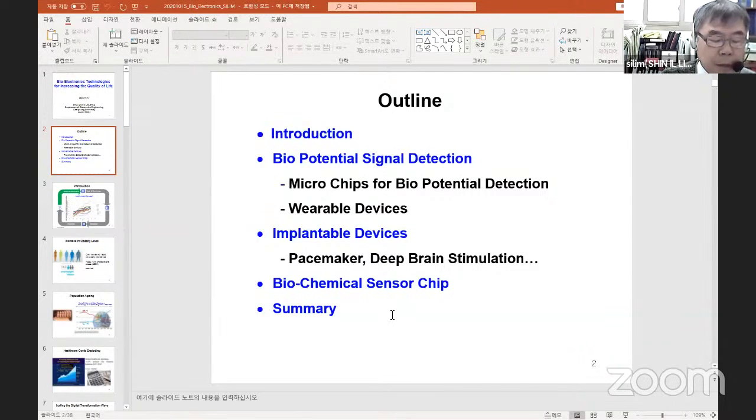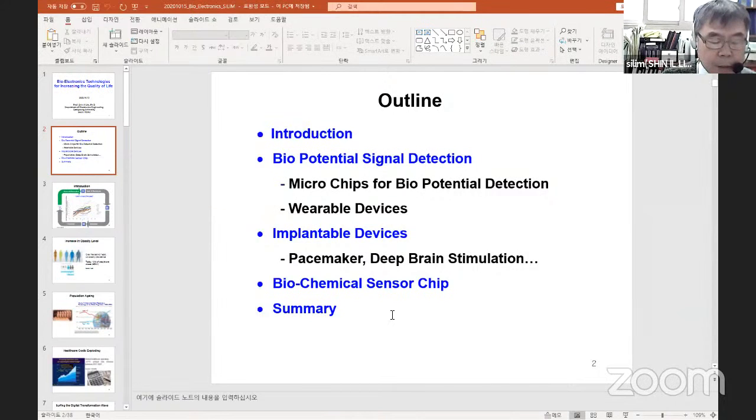And then I'll take a brief look at some state-of-the-art research of implantable devices, such as pacemaker and deep brain stimulation devices. After that, I briefly introduce a biochemical sensor chip capable of performing DNA sequencing. This technique is not matured yet, but enabling genomic personalized medicine in the near future, informed by an individual's DNA. And finally, I'll summarize my talk.